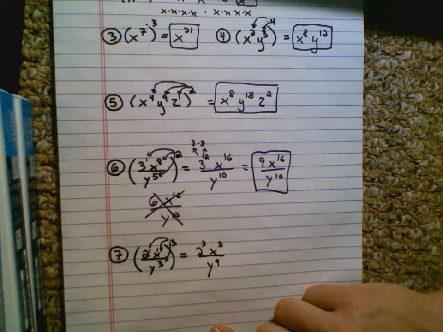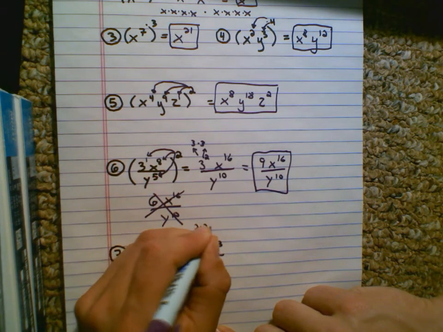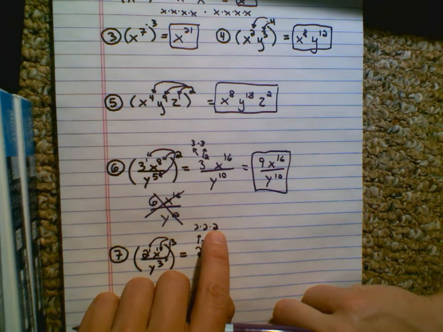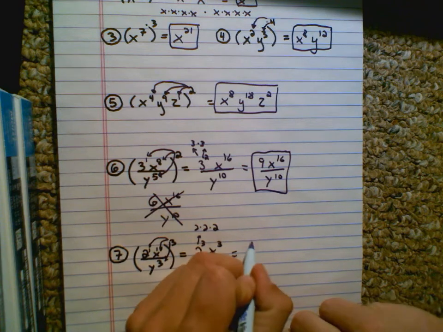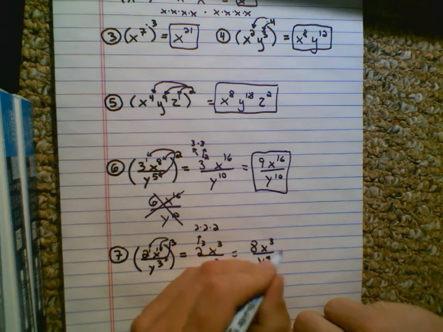Now, once again, I'm not quite done. I need to simplify this 2 to the 3rd. Well, 2 to the 3rd is really 2 times 2 times 2. 2 times 2 is 4. 4 times 2 is 8. So my final answer will be 8x to the 3rd over y to the 9th.